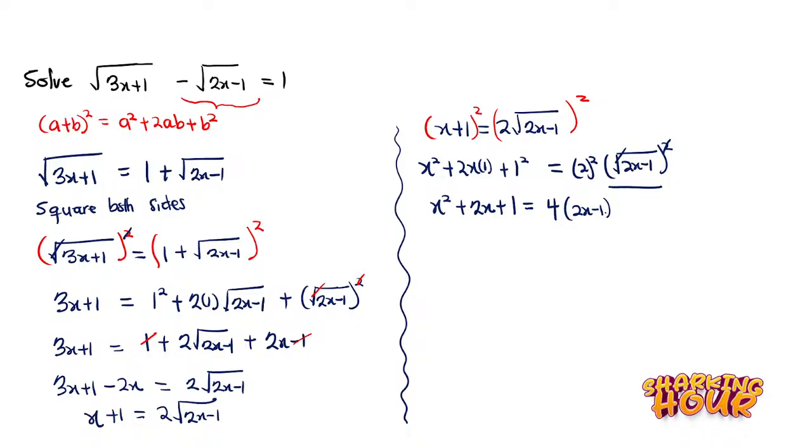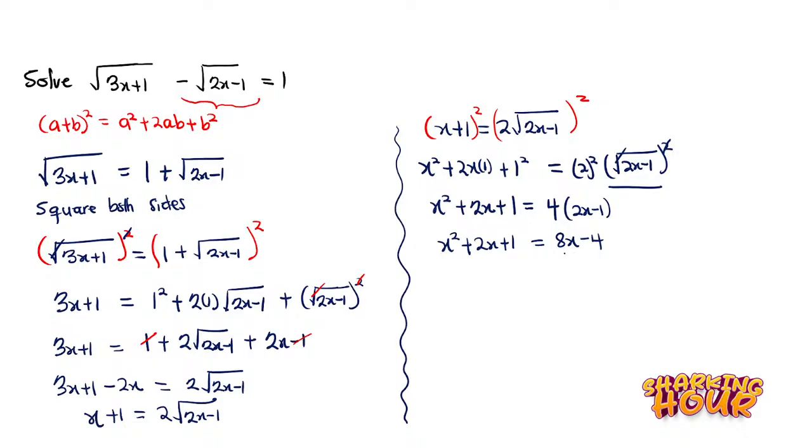Now that I have this particular expression, all I have to do is to expand the right hand side, and then I further continue to solve my equation. All right, very good. So I maintain the left hand side, which is x squared plus 2x plus 1, and this will be equal to 4 multiplied by 2x will give me 8x. Then 4 multiplied by negative 1 will give me negative 4. All right, so from here, to solve and find the value of x, I am moving everything to the left hand side.